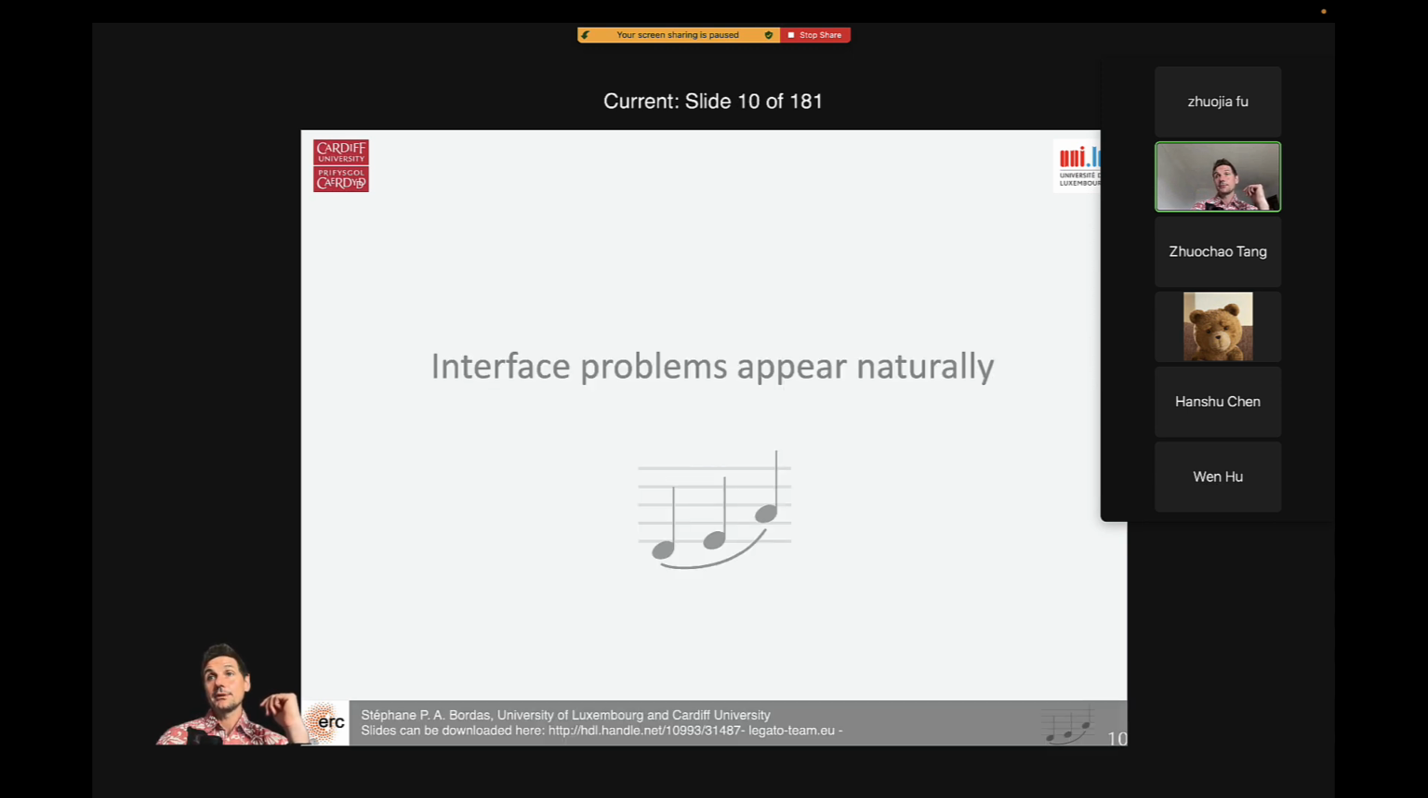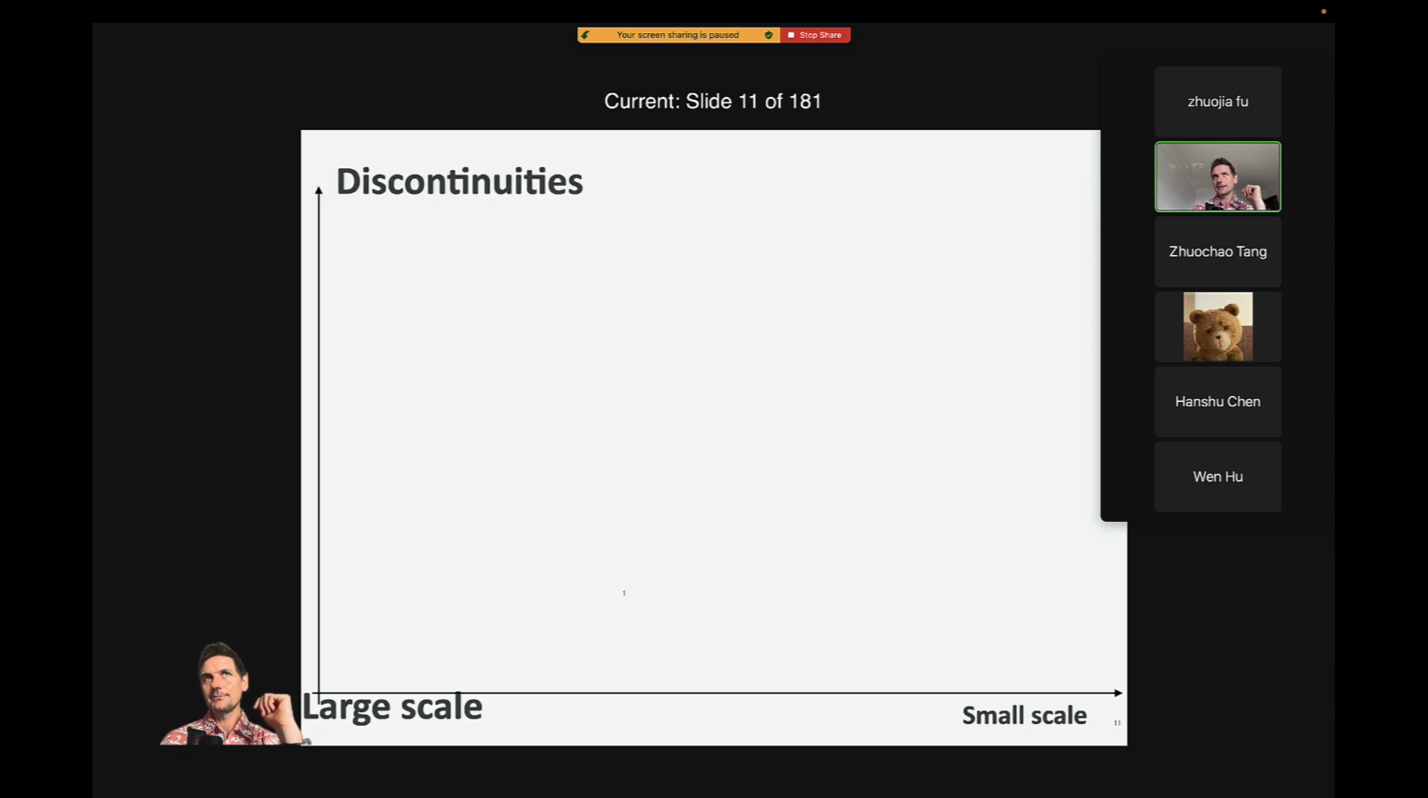So interface problems, they appear totally naturally. So why are we interested in interface problems? This is the name of my team, Legato. This is a term in music. When you link up in Western music, you link the things up together. So this is different from staccato. For example, if you sing la, la, la, this is linked. If you sing la, la, la, this is staccato. This is separated. All the three different notes are played differently, separately.